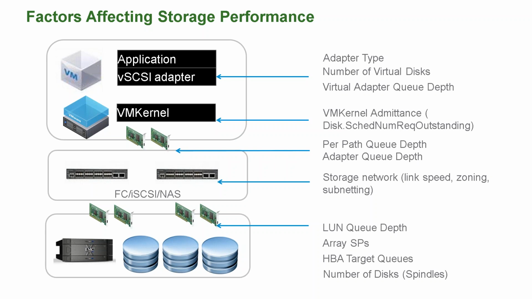And then when we abstract everything, we also introduce additional queue depth and throttling points. For example, the SCSI controller adapter type that you use will determine the queue depth of that controller. The number of disks will impact the performance of the adapter and the storage, the datastore. And then there's something we call DSNRO, which is disk schedule number requests outstanding. That's the number of outstanding IOs that we can support inside vSphere. By default, that's 32. That also has impact on your storage performance.